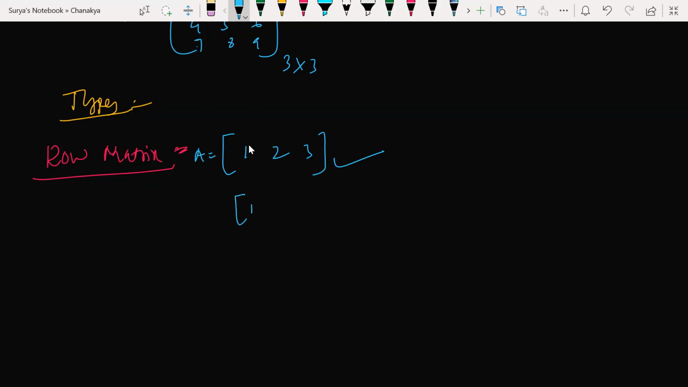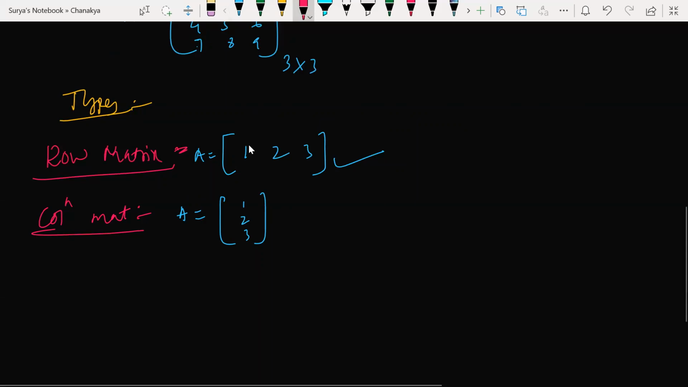Now, can I say there is only one element here? Yes. Row matrix having only one row, that is what row matrix is all about. If I talk about column matrix, it is nothing but having only one column. Let's say 1, 2, 3, like this.